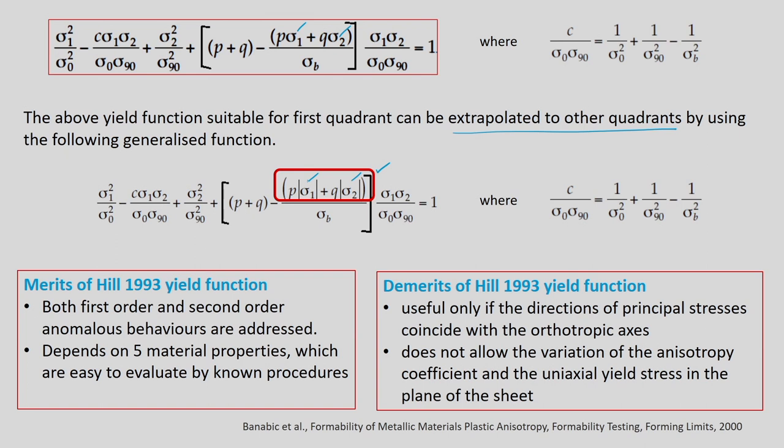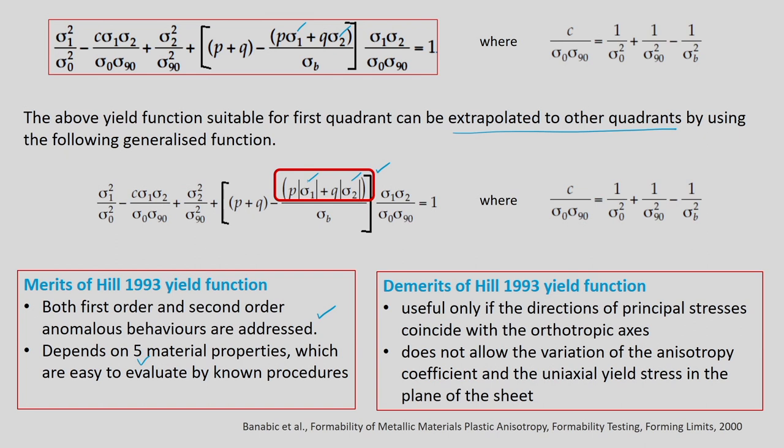Okay, so with this Hill 1993, it is said that it can address the anomalous behavior number 1 and number 2. That is what is said, and that is one of the merits of this one. Both first order and second order anomalous behavior are addressed here. It depends on only 5 material properties, as we have just seen, right? Sigma 0, sigma 90, R0, R90 and sigma b, which can be evaluated easily.